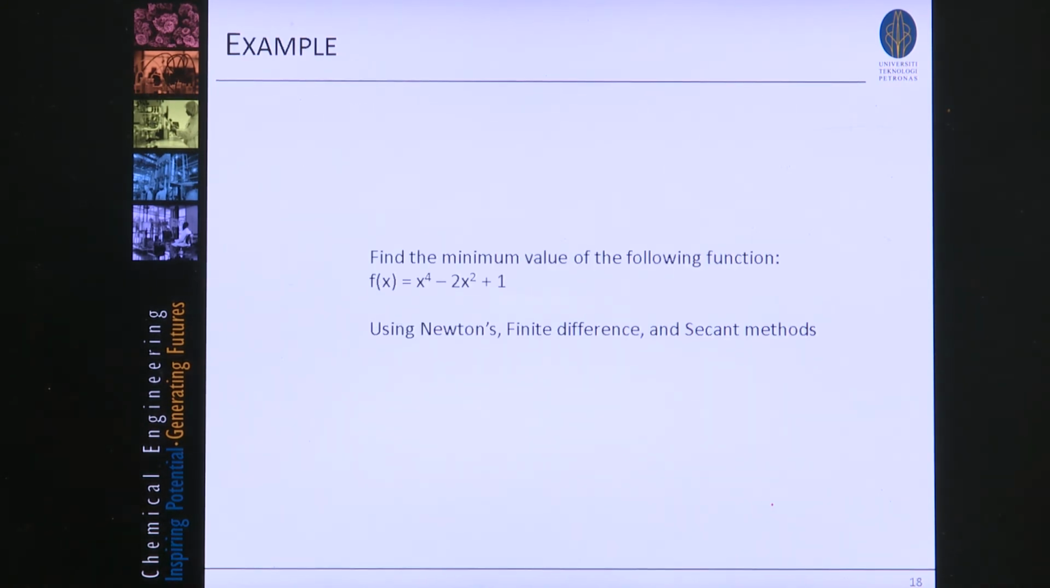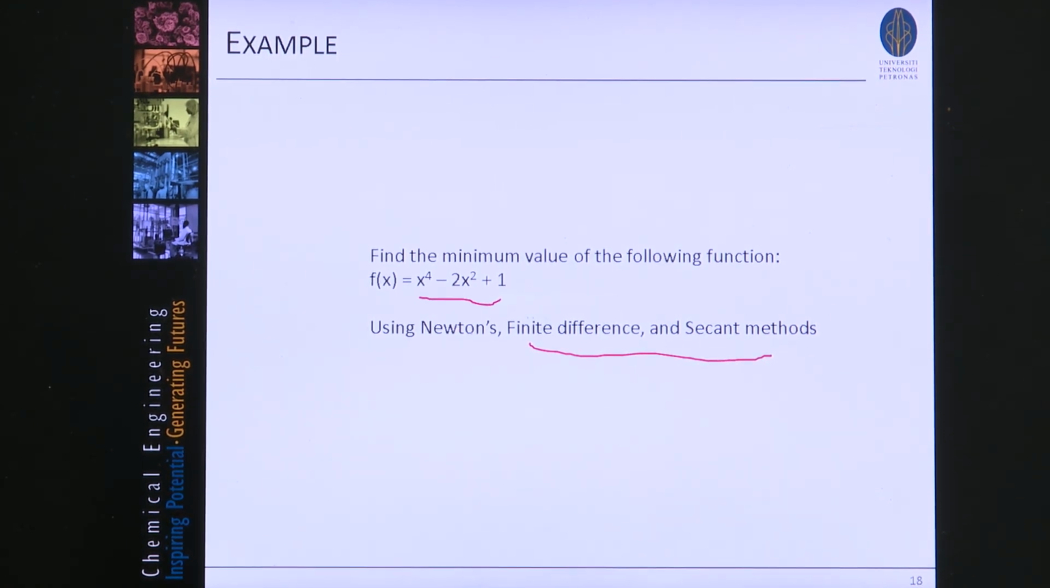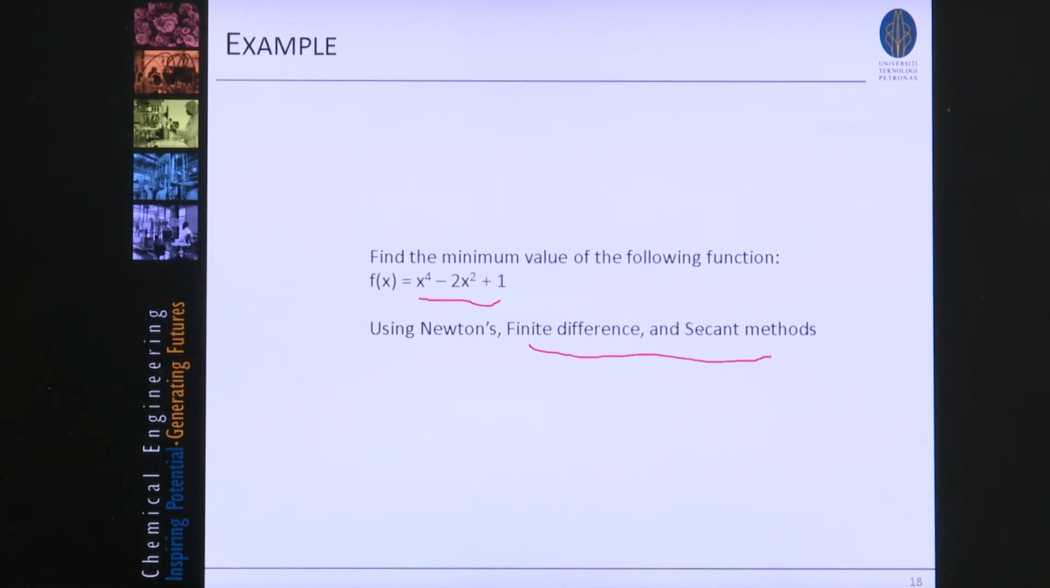So we've discussed the Newton method, where you have to have the first and second derivative, the finite difference, where you don't need any derivative, and this second method, where you need only the first derivative. These two are variants of the Newton method. So please solve this using these three methods. Try to do it on your own first and pause this video.